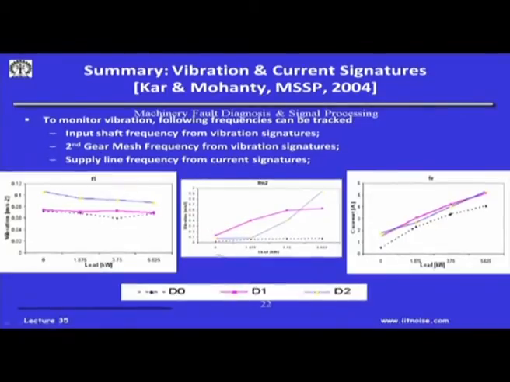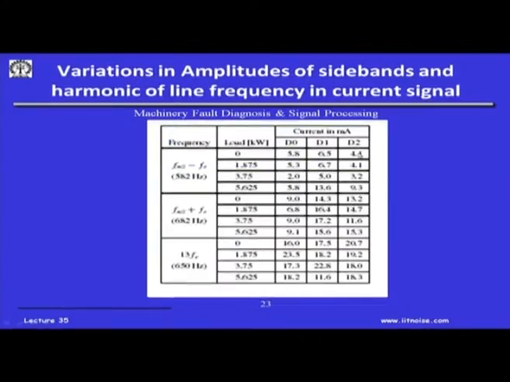This is with vibration, and with defect, this is how the current will behave, D0, D1, D2. The current gives a good indicator. And of course, there are many algorithms to detect variations in amplitudes of sidebands and harmonics of line frequency in the current signal. The amplitudes of sidebands are going to increase because, in the second gear mesh frequency, FM2 is 630 plus minus 50 hertz, minus 50, plus 50, and so on. So, you will see with defect severity these amplitudes keep on increasing.